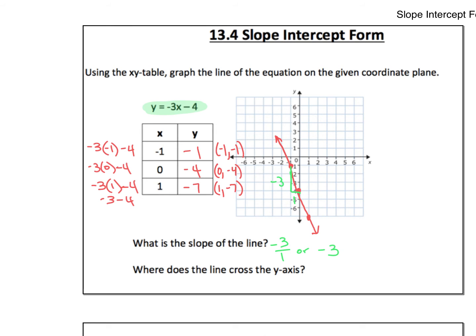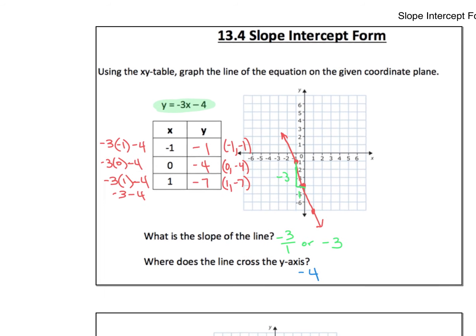And then where does the line cross the y-axis? So here's the y-axis, right? Remember, the y-axis is the line that goes up and down on the graph. And so we look to see, where does our line connect at the y-axis? And it's right here at -4. All right, great, good job.